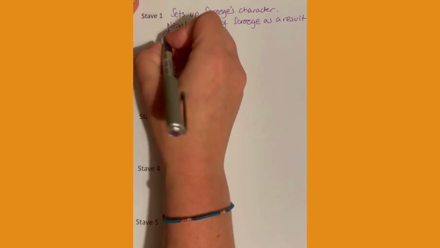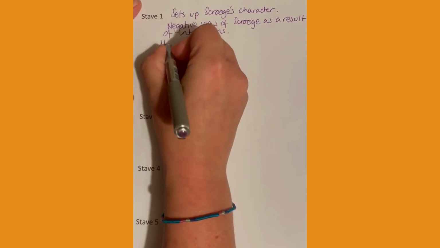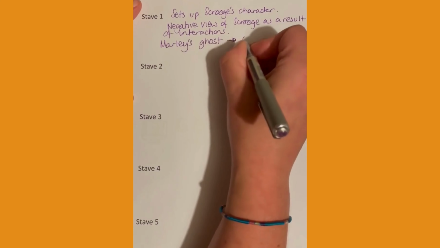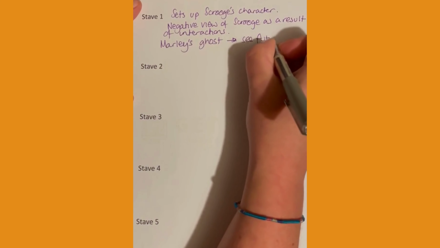And Dickens does this because you have to set up a character to be redeemed, otherwise there is no redemption story. And so we really get the worst of Scrooge in that stave. He is then visited by Marley's ghost. And at this point, we and Scrooge get to see what the future will look like if no change happens.